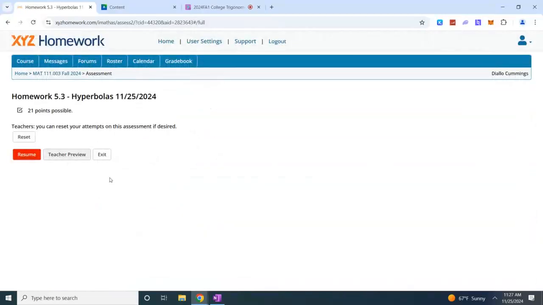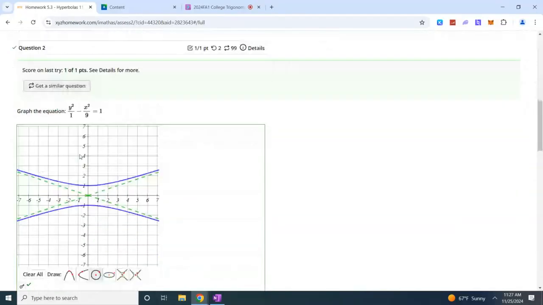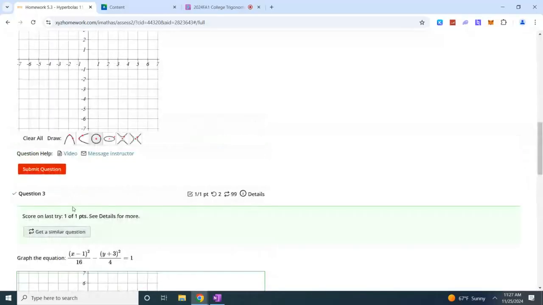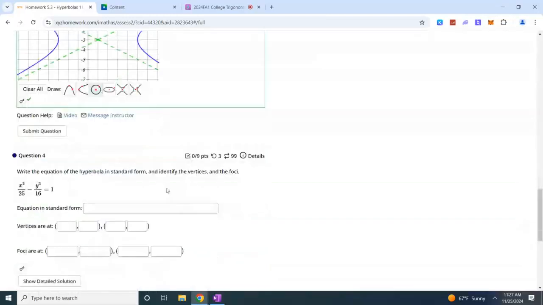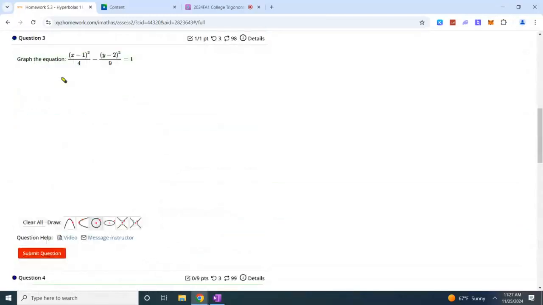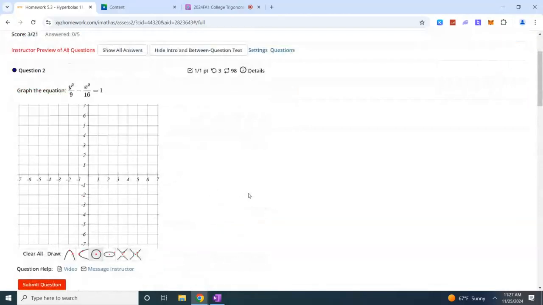I believe the first 3 problems. So we're going to take a look at problem number 1. It says graph the equation y squared over 9 minus x squared over 16 is equal to 1.